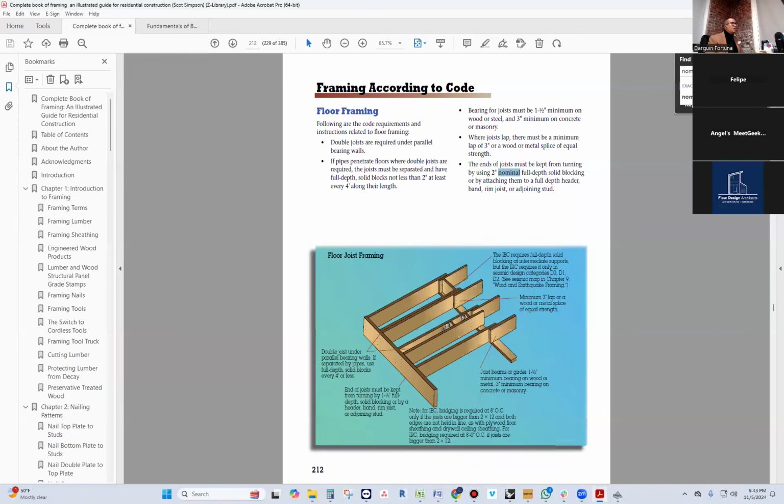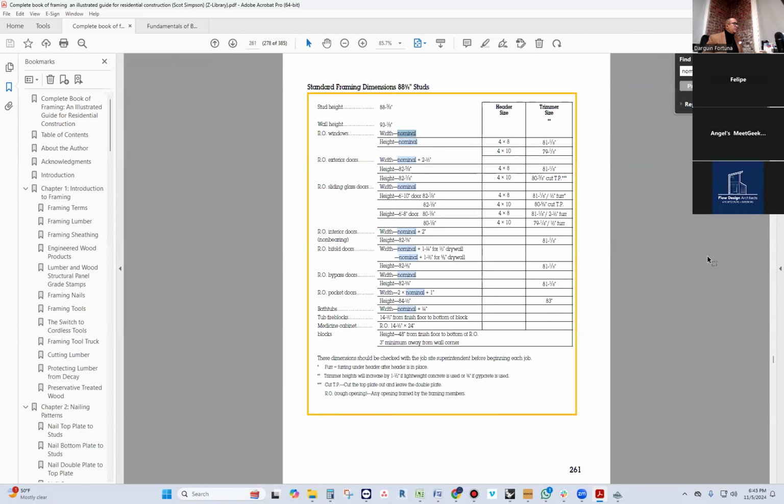Nominal. Okay. So let's just find nominal versus dimensional wood.